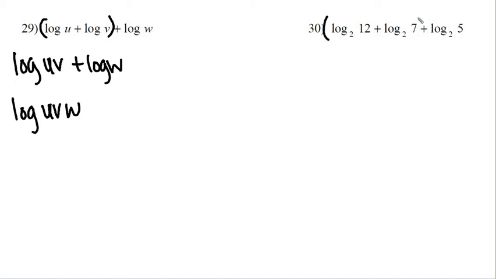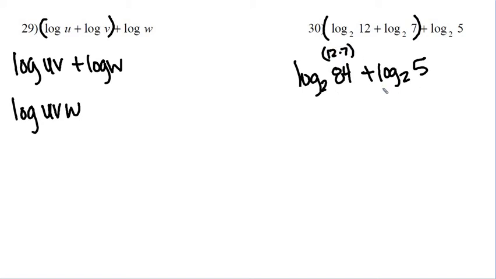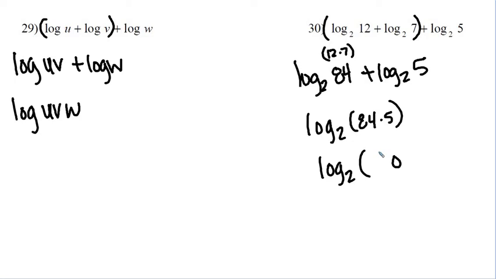The same here, left to right, there's no other grouping symbol, so I'm going to do it in order from left to right. So I have log base 2 of 84 plus log base 2 of 5. Still product rule, so remember this is 12 times 7. So still product rule, I have log base 2 of 84 times 5. So I have log base 2 of 420.